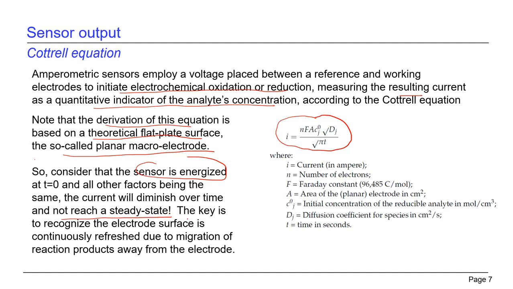All right? The key is to recognize that the electrode surface is continuously refreshed due to the migration of reaction products away from the electrode. Remember that diagram where we showed the reaction occurring and then the flow of analytes. So it's a continuous process, continuously refreshed surface due to the migration of reaction products away from the electrode. And of course, it's not static, it's dynamic, and that is the origin of the current that you'll be measuring.